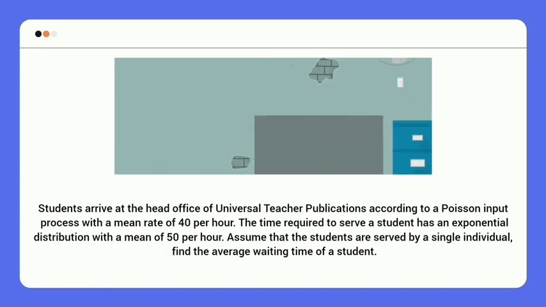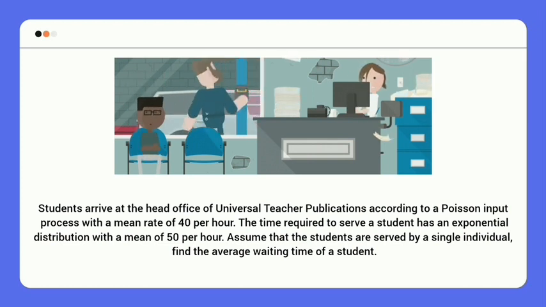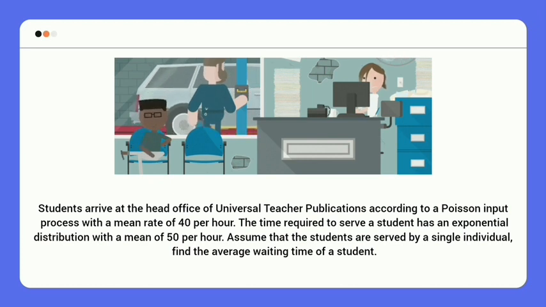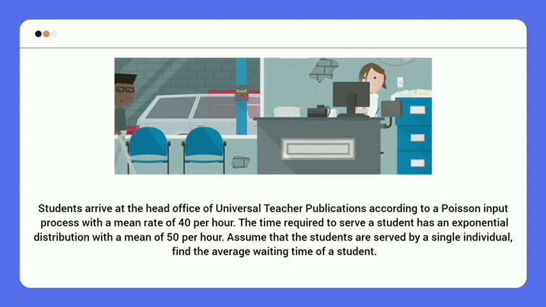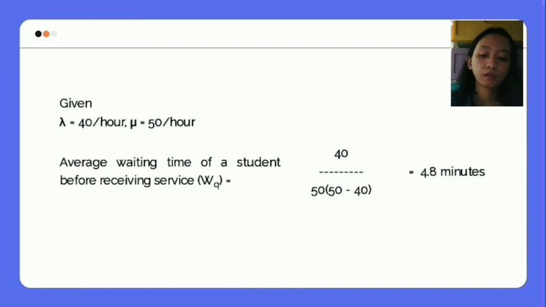Students arrive at the head office of Universal Teacher Publications according to a Poisson input process with a mean rate of 40 per hour. The time required to serve a student has an exponential distribution with a mean of 50 per hour. Assume that the students are served by a single individual. Find the average waiting time of a student.